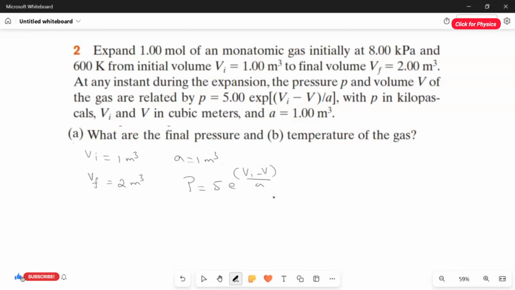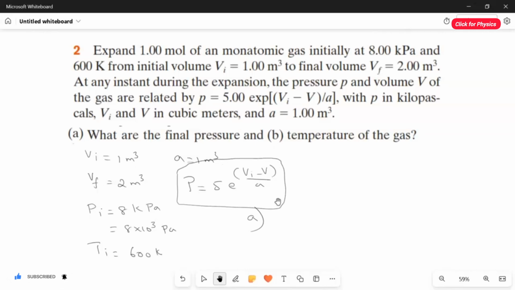Here the initial pressure value is given, which is Pi equal to 8 kilopascal. What does kilo stand for? 8 multiplied by 10 power plus 3 Pascal. And the initial temperature Ti is given here as 600 Kelvin. By using this, we have to find the final pressure. So for finding final pressure, for the first part of the question, A, I'm going to use this equation.